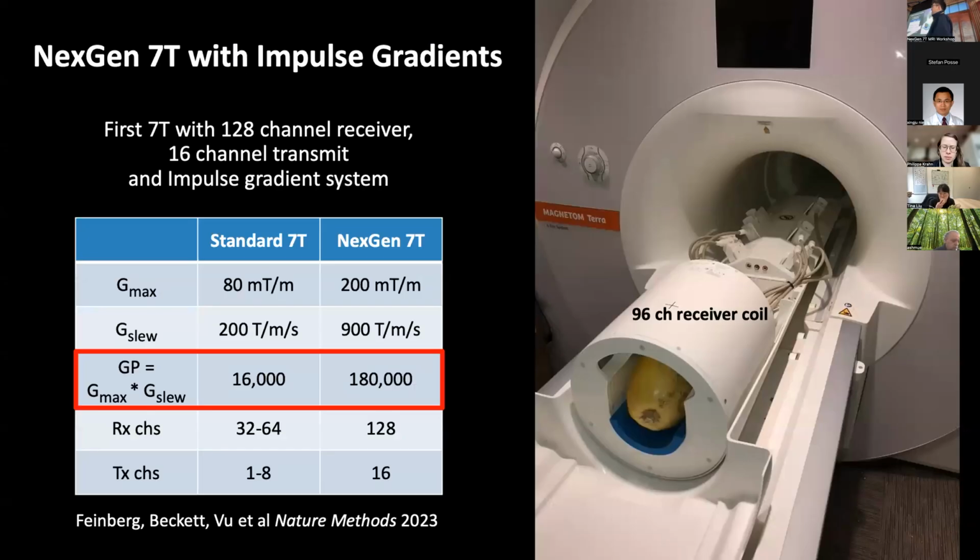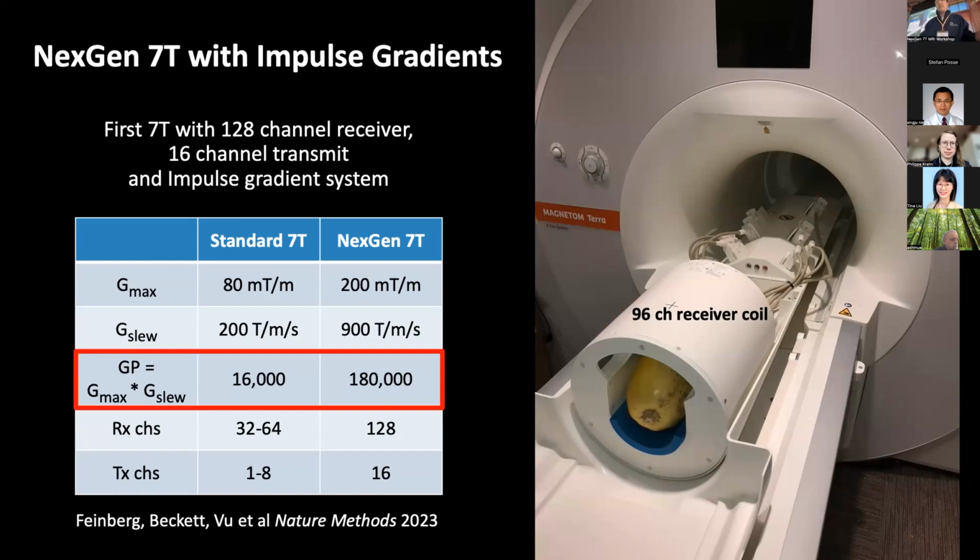So you heard a lot about the NexGen already, but I wanted to just highlight how even though the Gmax and slew rate are much better than what you get on the standard 7T, when you factor them both in together, it's really over an order of magnitude more powerful than the standard 7T gradients. And that means a lot when it comes to diffusion.